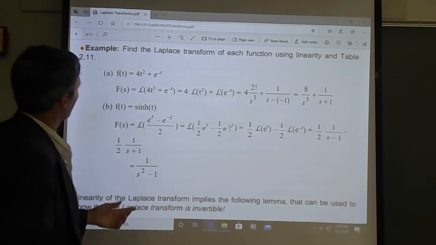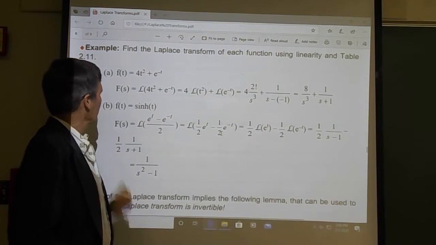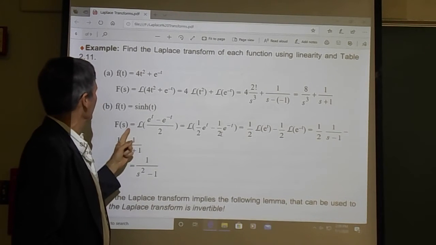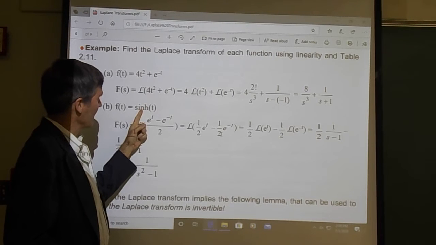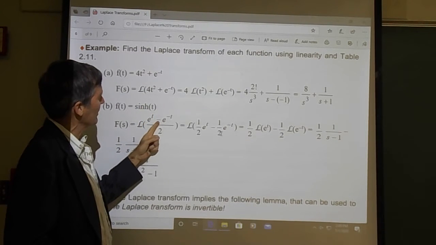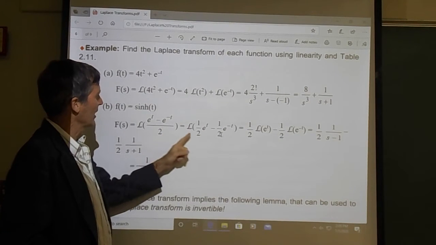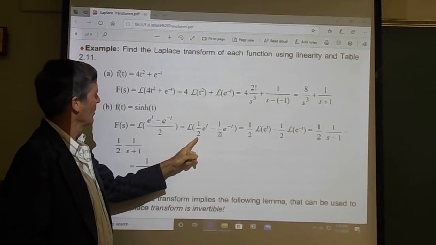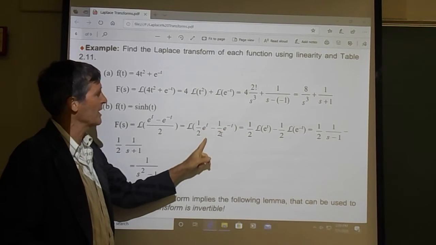Here's another one. Boy, sinh isn't in the table, hyperbolic sine. How can I take the Laplace transform of the hyperbolic sine? I rewrite it as its definition. Remember, hyperbolic sine is defined to be e to the t minus e to the minus t over 2. I write it like that and recognize, wait a minute, this is 1/2 e to the t minus 1/2 e to the minus t, both of which are in the table.